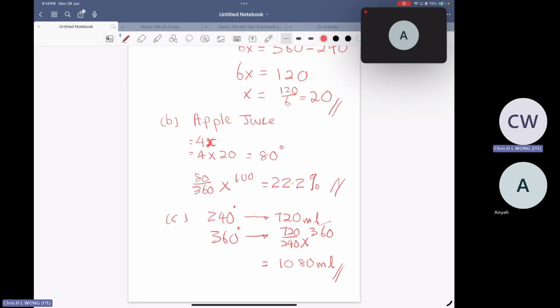Number 5. Can you do number 5? Next page, this page. You have 15 minutes to do.